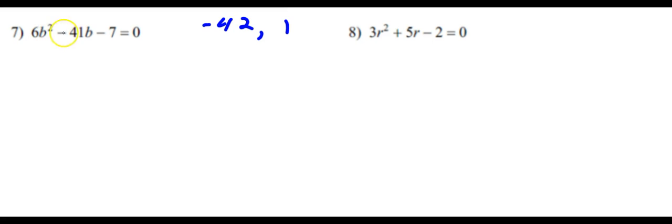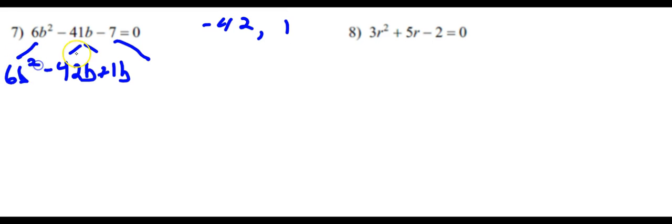Now we're going to rewrite this 3-term equation with 4 terms. I'm going to split that middle into negative 42b plus 1b. And then we're going to bring these other numbers and this variable down: 6b squared and negative 7. So now we have 4 terms.